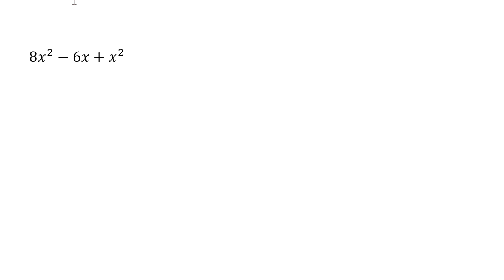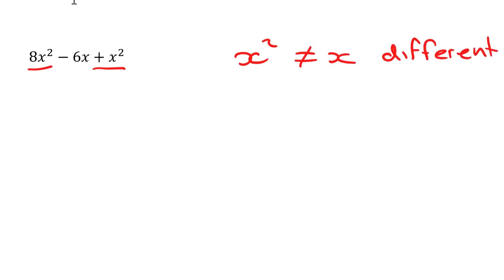So again here, same thing. I've got x squareds and I've got x squareds here. X squareds do not equal x. They're different, alright? So these are different terms, and we're not allowed to add or subtract these ones. That means I can underline our 6x as a different term. So we have 8x squared plus x squared.